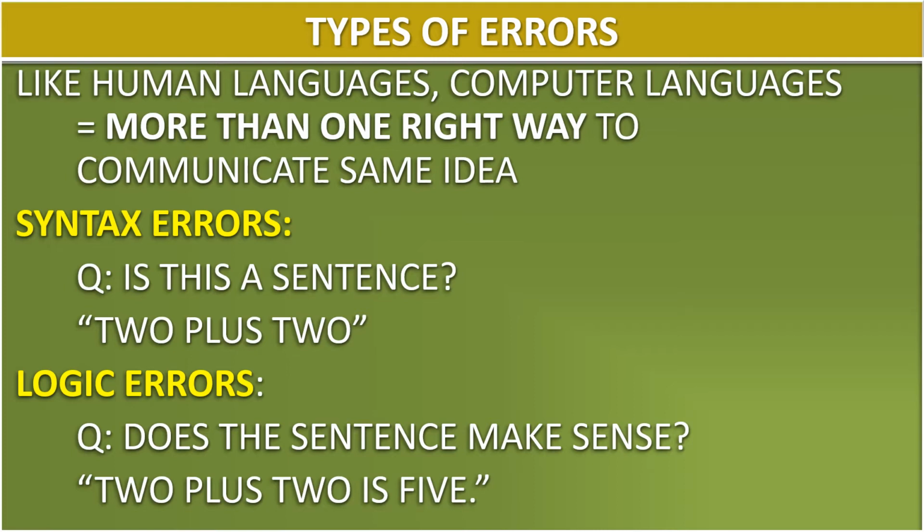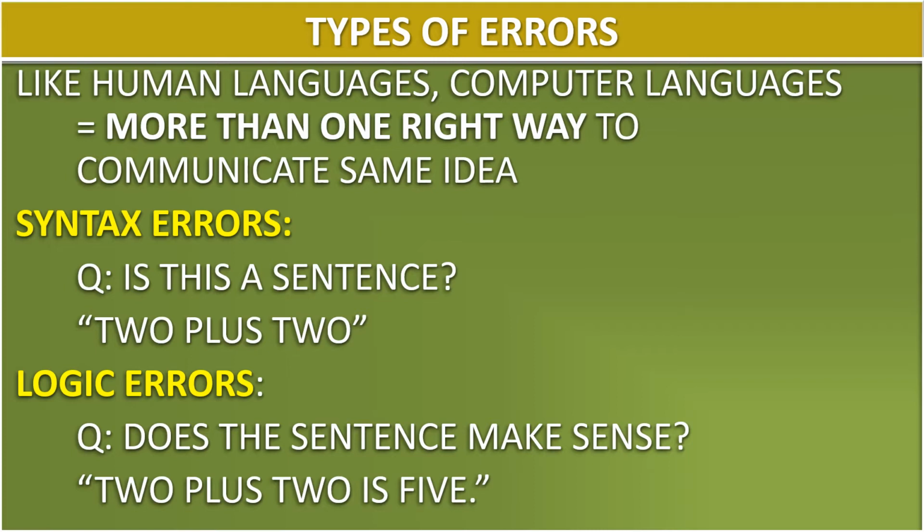So, for example, while a syntax error is saying 2 plus 2 is not a sentence because it's missing something, what a logic error is asking, and this is where humans have to catch it and why comments are so important, is whether the sentence makes sense. So, for example, 2 plus 2 is 5 is a perfectly fine sentence as a sentence. The problem with it is that it's illogical.